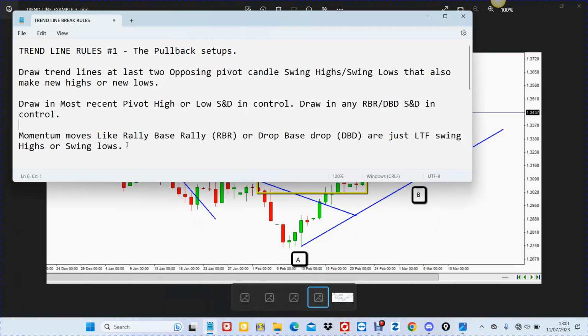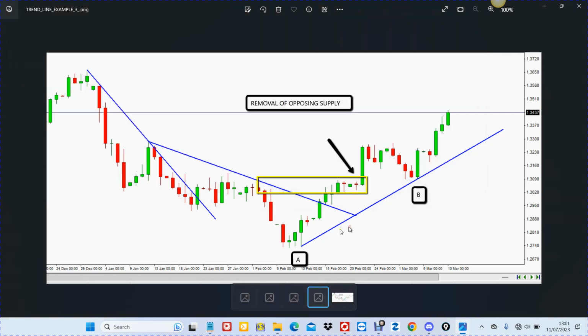Momentum moves like the rally-based rallies and the drop-based drops are just a lower time frame swing highs or lows. Remember that lower time frame. Higher time frame is always king. So in this instance, when we made a new low and we managed to draw a point A, a point B, we managed to put in this supply level.